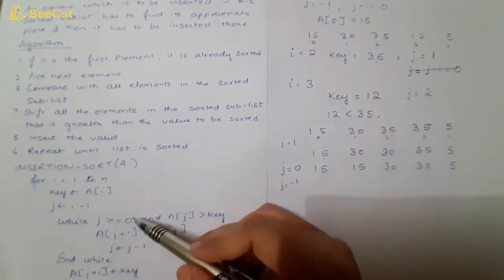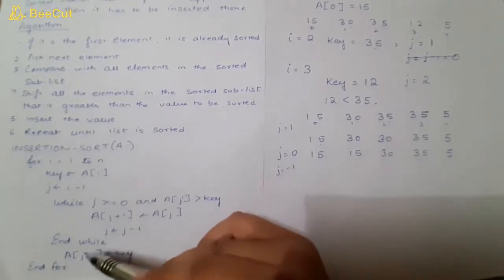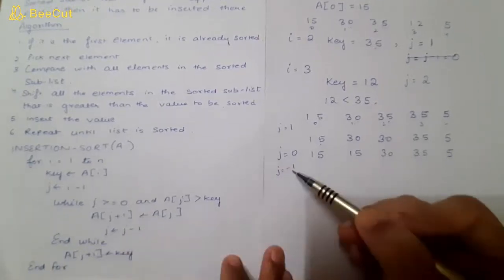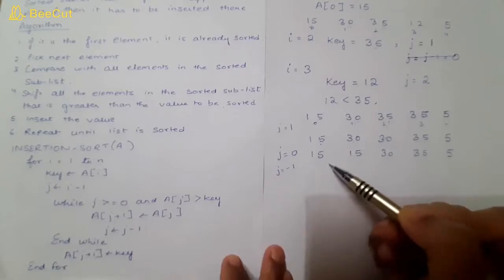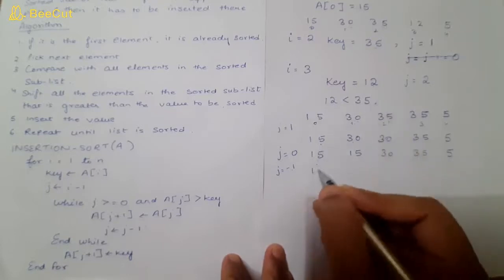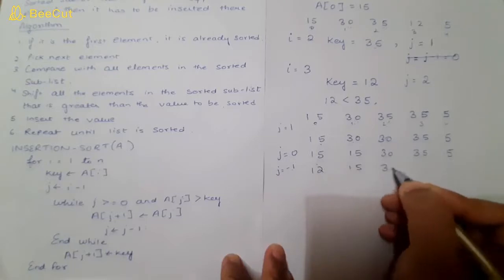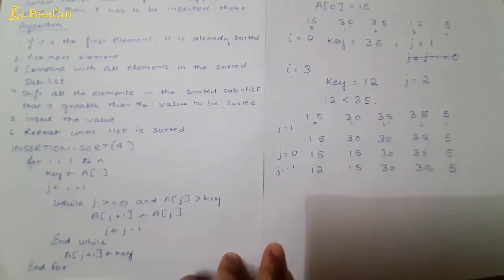This while condition will become false. You'll come out of the loop, and you can see it over here that in a of j plus 1, j plus 1 means this will become 0. -1 plus 1, it will become 0. So at a of 0, key is coming. So what is the value of key? 12. So 12 is coming at a of 0. So 12, 15, 30, 35, 5. This is the next iteration.